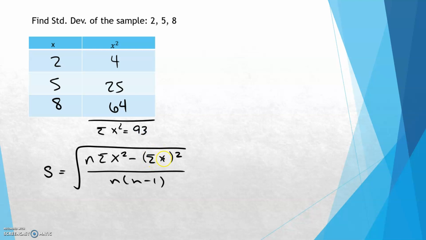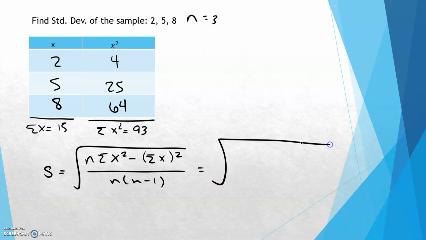And then notice here, this is just x right here. Here are our x values. Right before that it's saying add all these up, and that's going to give us 15. Okay, I need n, which I have 1, 2, 3 items, so n is 3. I can plug in. So I have 3 times 93 minus 15, and notice how this whole thing is squared, so I'm going to square 15. And then 3 minus 1.